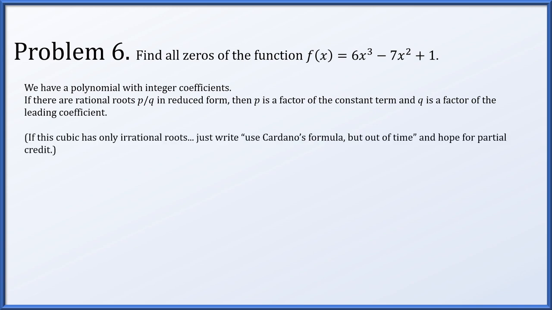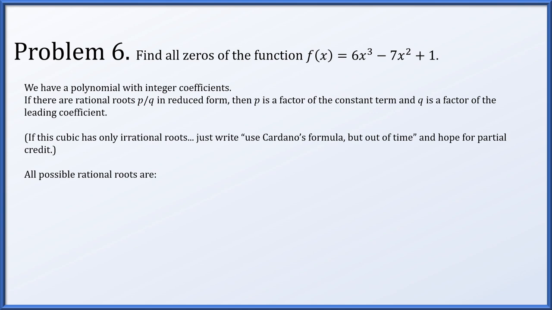By the way, this gives us a list of possible rational roots. It's possible that a cubic has only irrational roots. Now there is a formula like the quadratic formula to find them, it's called Cardano's formula, but you never want to use it, and if you ever need it, you should just look it up, no one memorizes it.